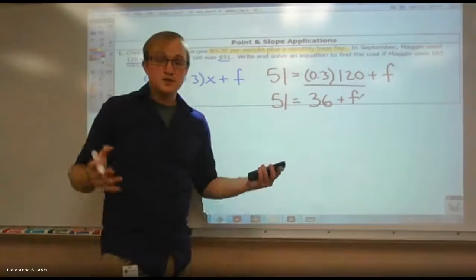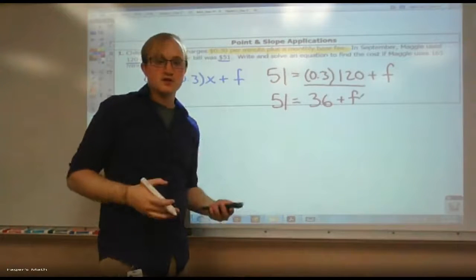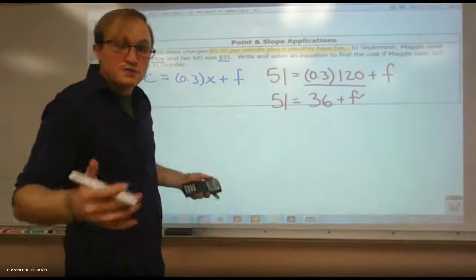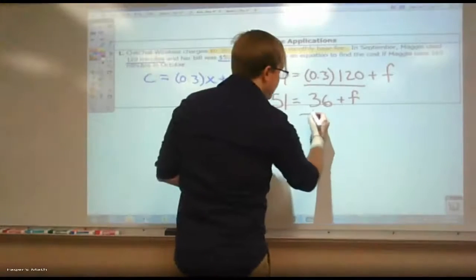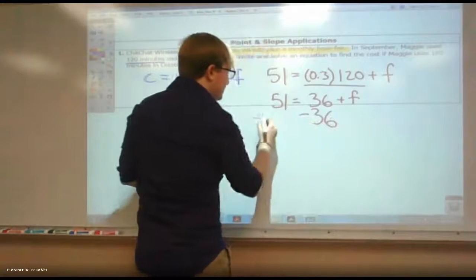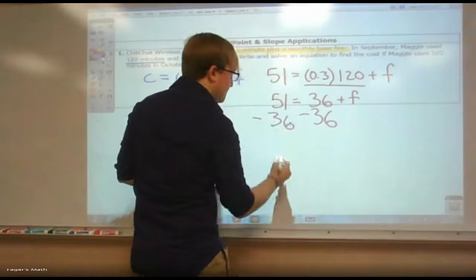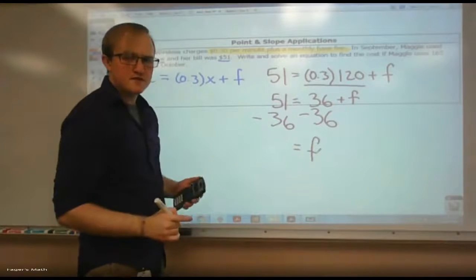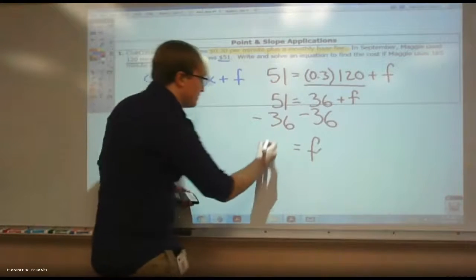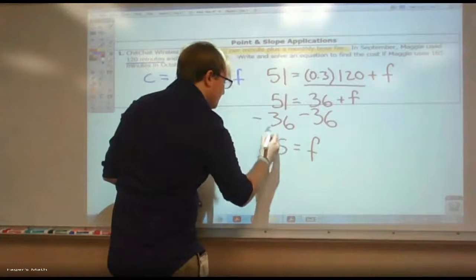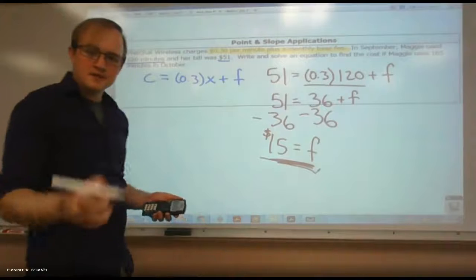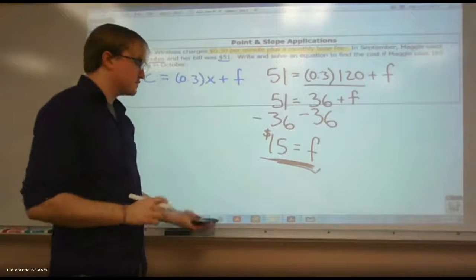Now it's simple, isn't it? It's really now just a one-step equation. We just have to get that 36 over to here, and to do that, we subtract, since that 36 is positive. So minus 36, and we're finding that that base fee is going to be about $15. I can even see that just from here. So $15 is our base fee. I'm going to underline that because that's really important. We're going to come back to it.